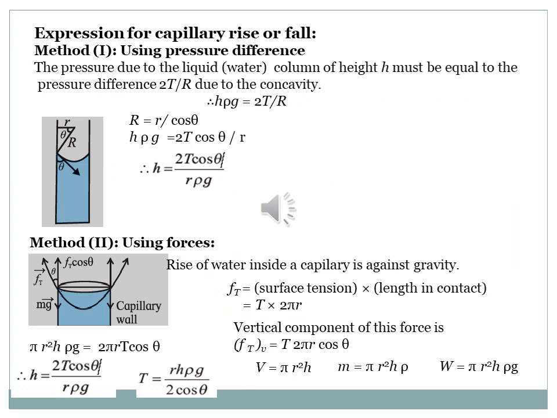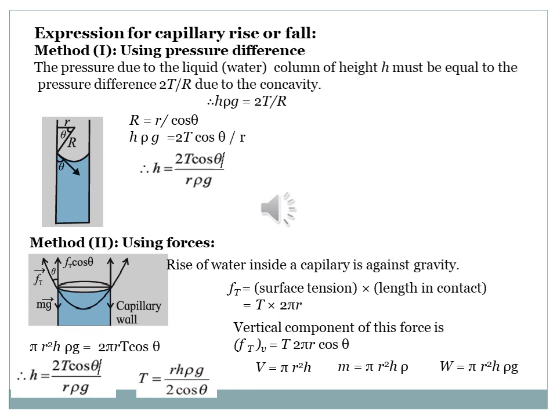Okay, in this we are going to learn about the expression for capillary rise or fall, which deals with capillary action. Obviously, when a capillary tube is dipped in liquid, the rise or fall of liquid inside the capillary tube, the term is called H, the height increase of liquid inside the capillary tube, that we are going to find out. So to find that, we have two methods. First method is using pressure difference and second method is using forces.